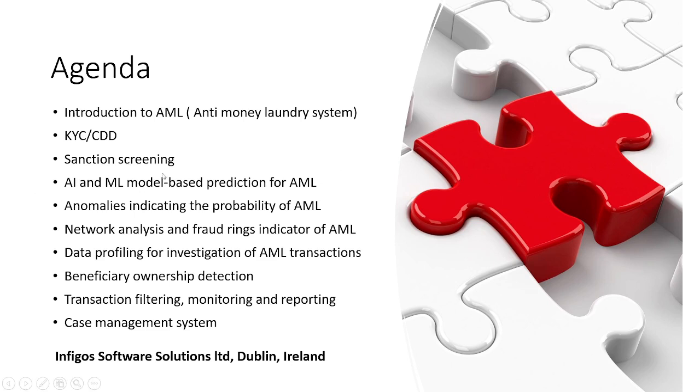The next one is sanction screening, which means checking if a customer is blacklisted or flagged by global authorities. The next key point is AI and ML model-based prediction for AML. It means using artificial intelligence and machine learning to predict if a transaction looks suspicious or not. The next key point is anomalies indicating the probability of AML, meaning these are unusual patterns in transactions that may signal fraud or money laundering.